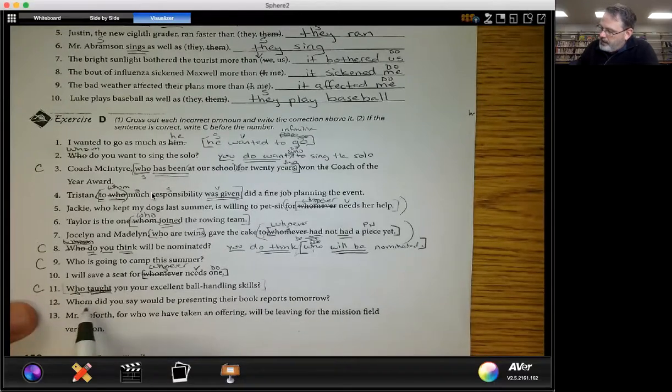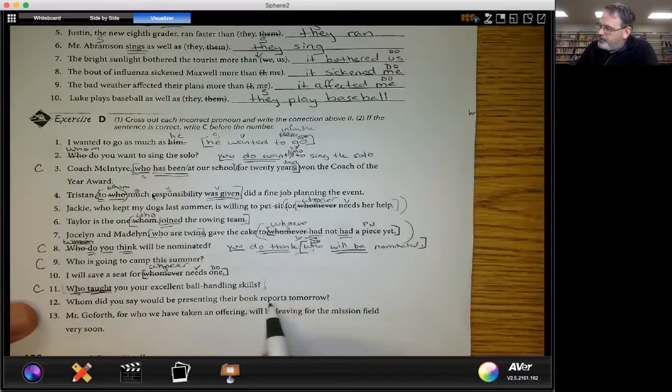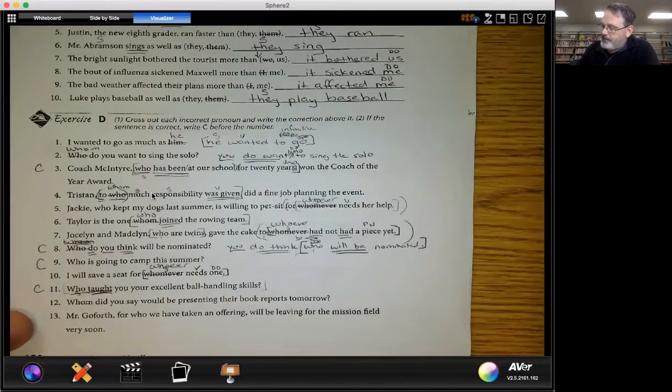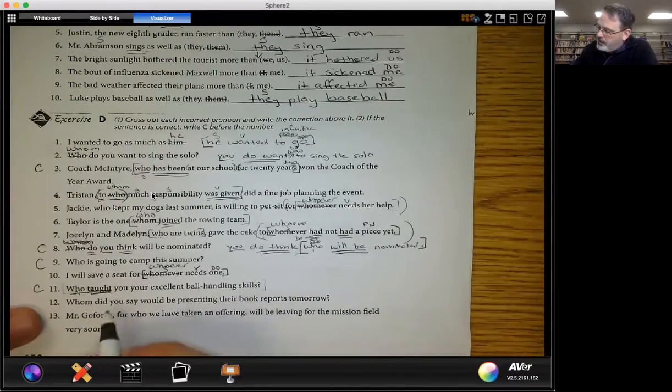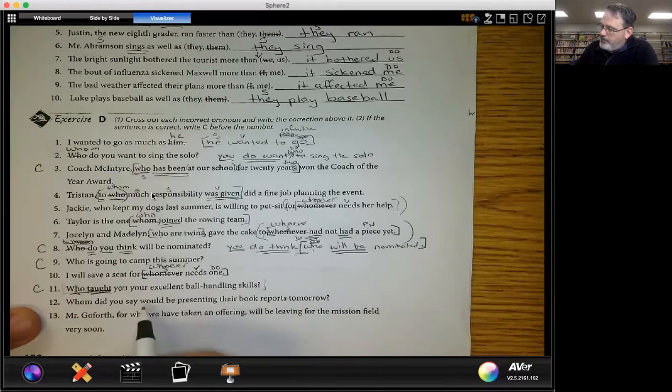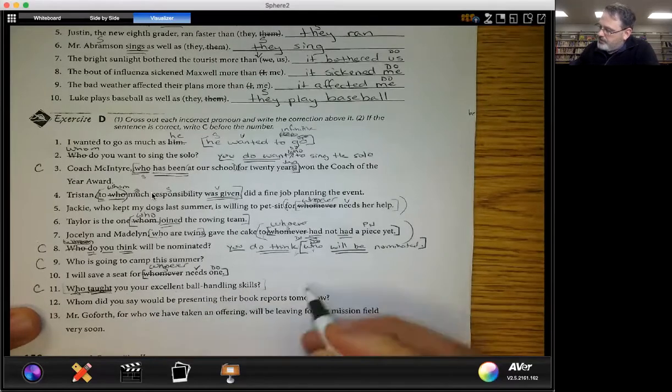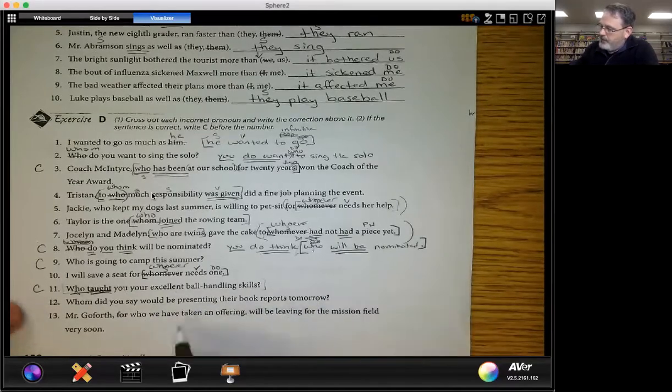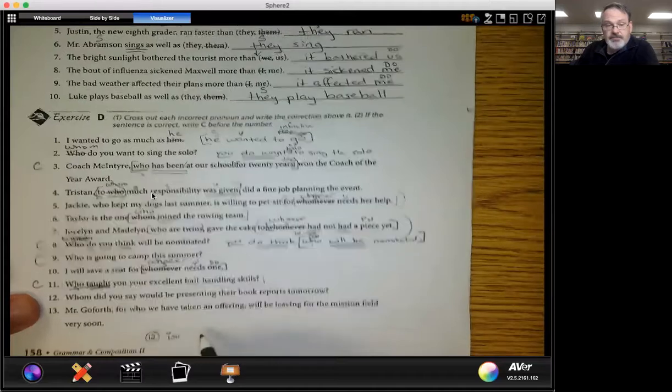All right. Whom did you say would be presenting their book reports tomorrow? So this one we flip around. Okay. So you did say who would be presenting their book reports tomorrow. All right. Now, since I'm going to have to rewrite this, let me write it down here. So this is number 12. All right. This is the declarative version of this sentence.